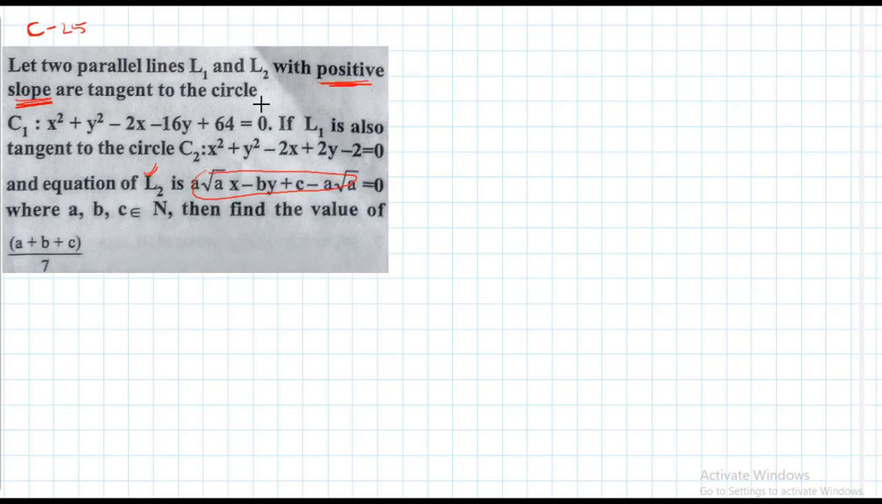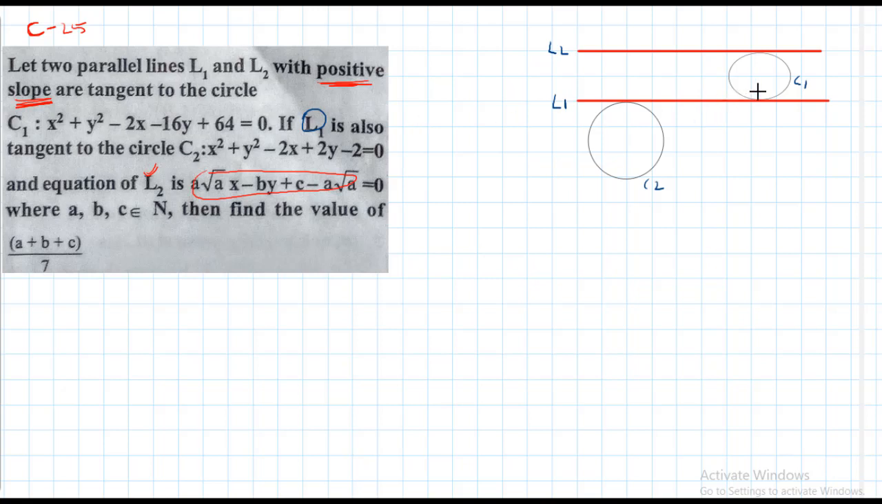According to the problem, I want to draw the diagram. Okay, students, according to the problem, L1 and L2 are two tangents to the circles. This is the first circle, C1. This is the C2 circle. L1 is also tangent to both the circles. This is L1. This is L2.